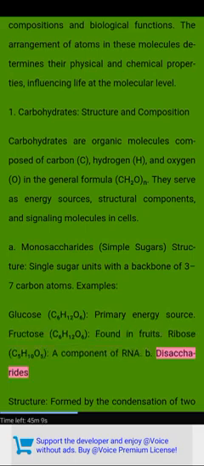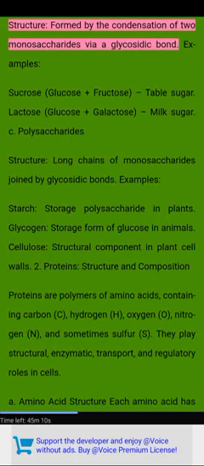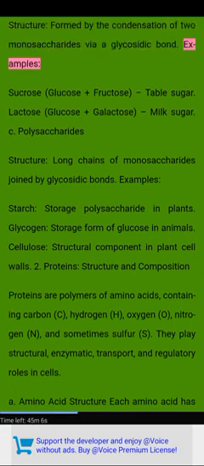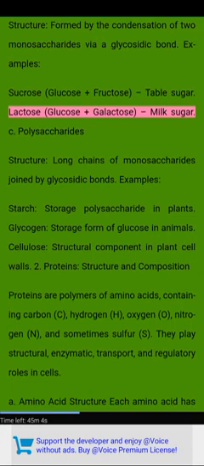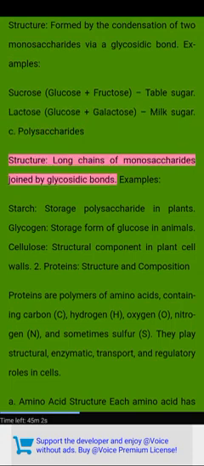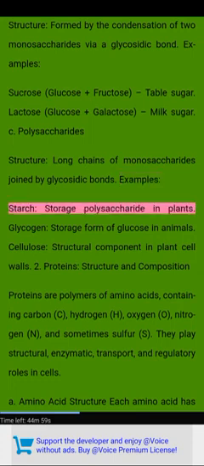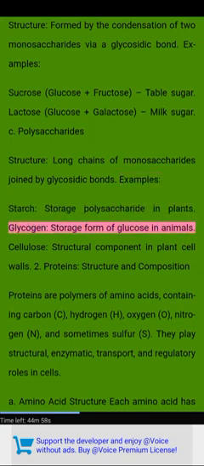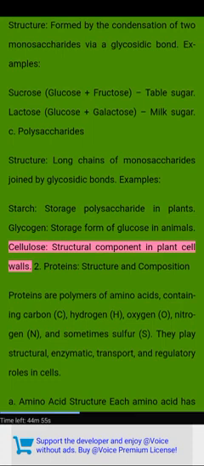B. Disaccharides. Structure, formed by the condensation of 2 monosaccharides via a glycosidic bond. Examples. Sucrose, glucose plus fructose, table sugar. Lactose, glucose plus galactose, milk sugar. C. Polysaccharides. Structure, long chains of monosaccharides joined by glycosidic bonds. Examples. Starch, storage polysaccharide in plants. Glycogen, storage form of glucose in animals. Cellulose, structural component in plant cell walls.